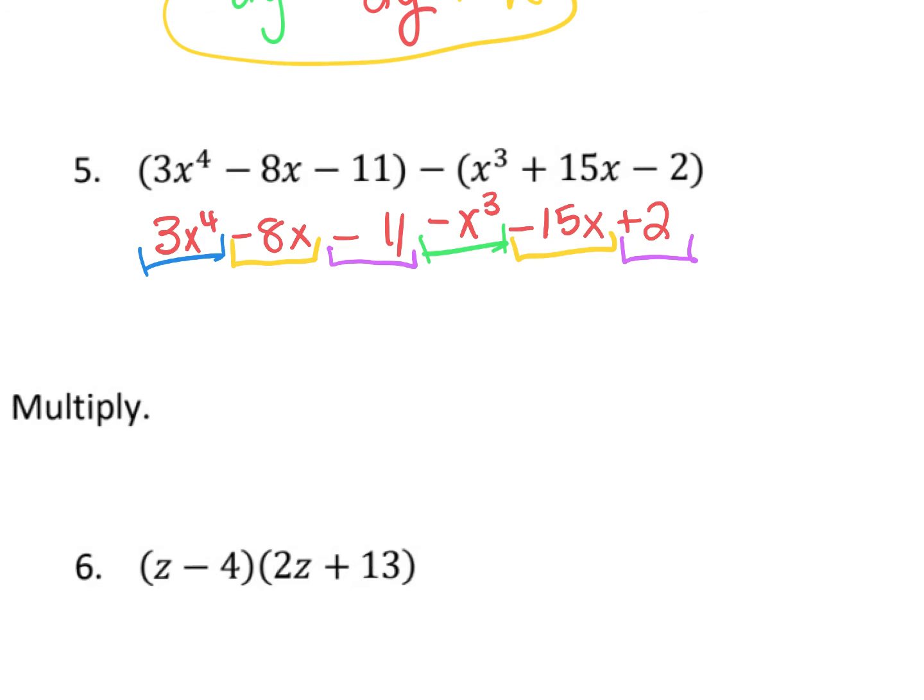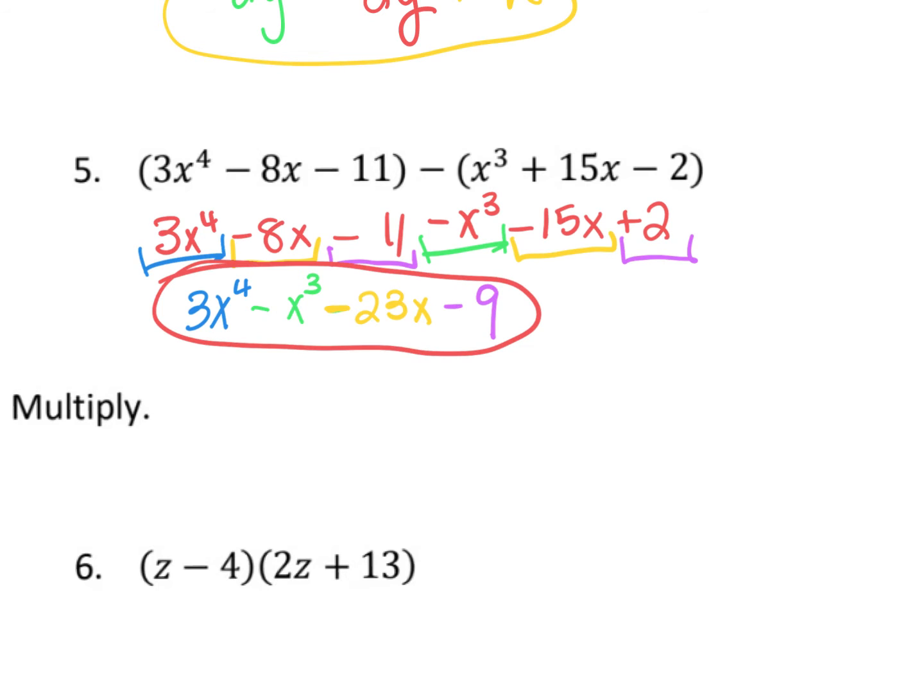So I'm just going to bring down my 3x to the 4th and my minus x cubed. Negative 8 and negative 15 is negative 23x. And then negative 11 plus 2 is negative 9. So that is your final answer for number 5.